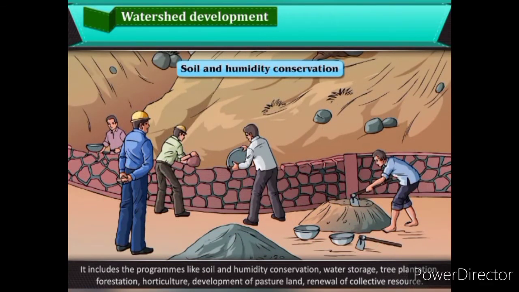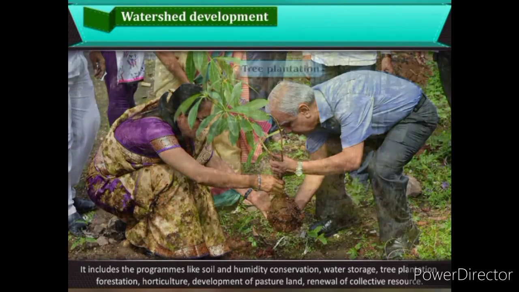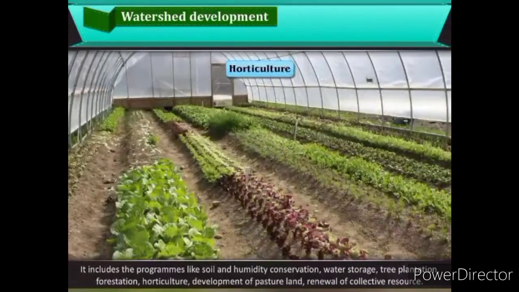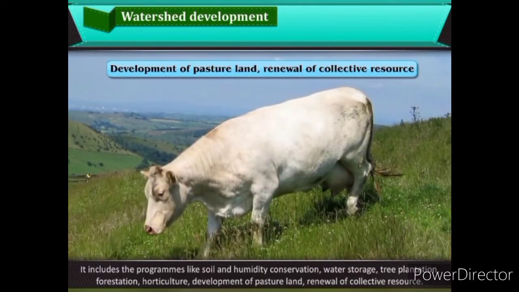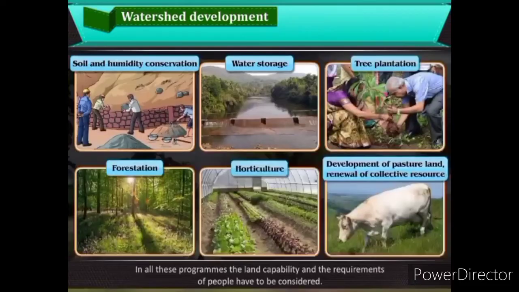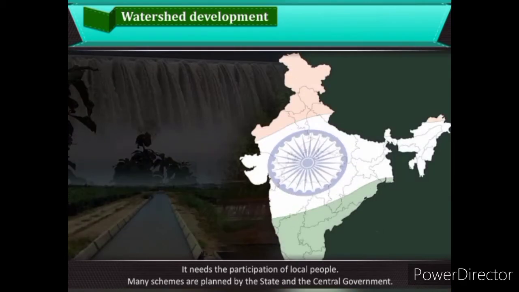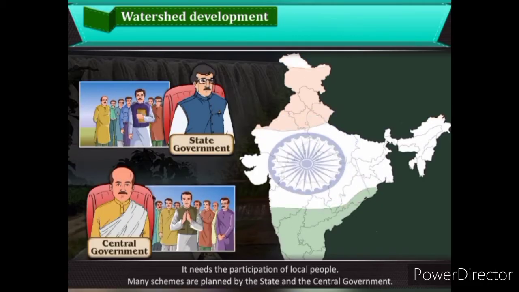It includes the programs like soil and humidity conservation, water storage, tree plantation, forestation, horticulture, development of pasture land, renewal of collective resource. In all these programs, the land capability and the requirements of people have to be considered. It needs the participation of local people. Many schemes are planned by the state and the central government.